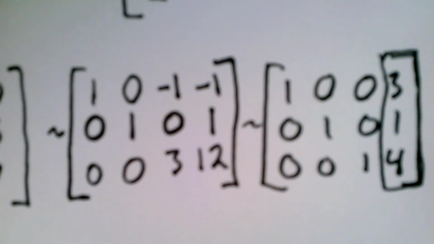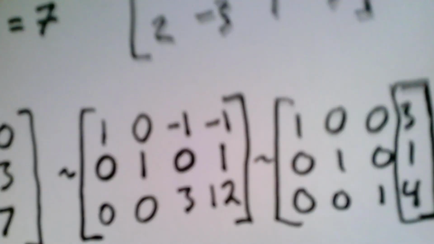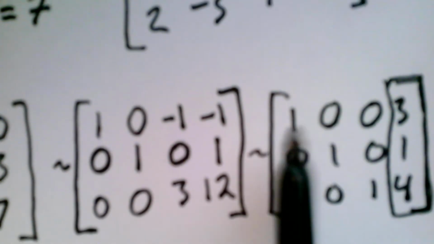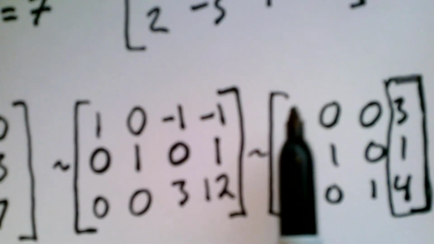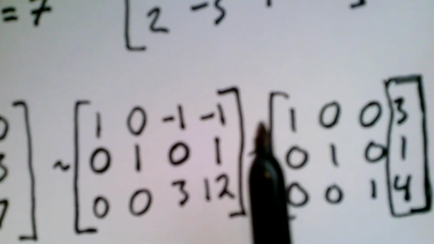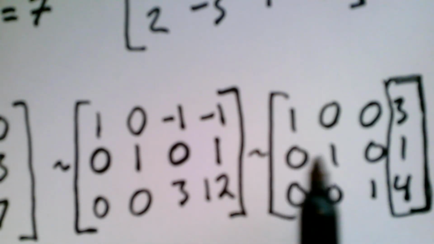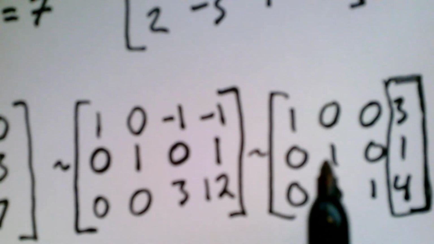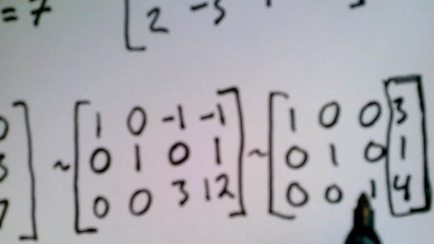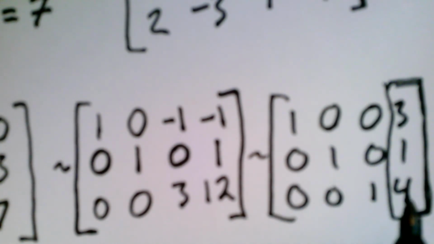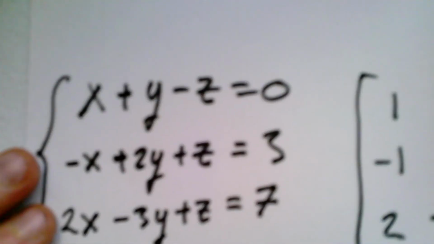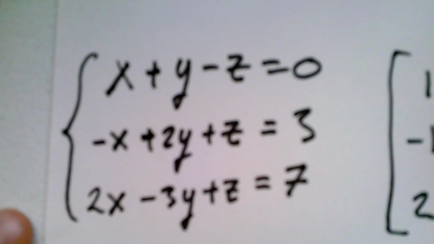So let me prove this to you. This says that since the 1 is in the x column, and I follow it across and I have a 3 here, that tells me that x is 3. This is the y column, and the 1 in the y column carries over to this 1 here, tells me that y is 1. This was a 1 in the z column, so z is equal to 4. And let's plug those into our original statement here and see if that works.